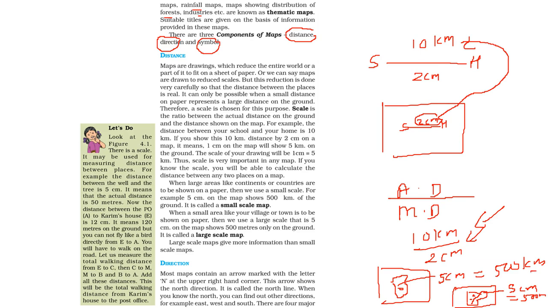See the difference. Therefore this map is called a small scale map and this map is showing a large scale. It is a large scale map. That is why it has more information as compared to this map.